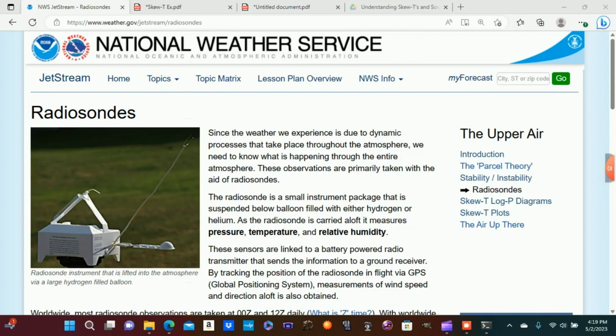on how the data is collected. Then I'll break down the Skew-T and how to read it. And finally, we'll look into an example of a sounding from a severe weather event.